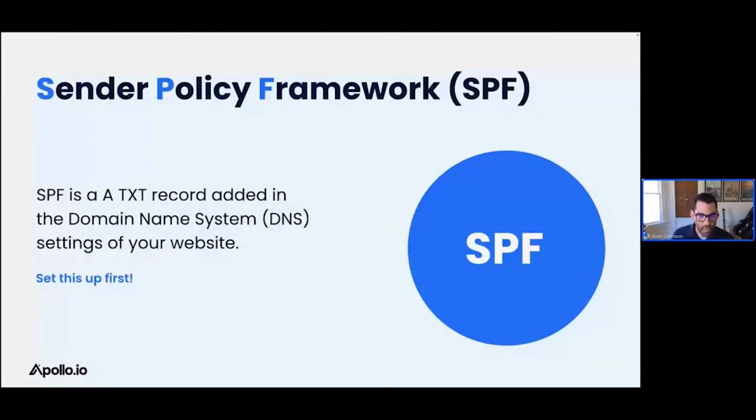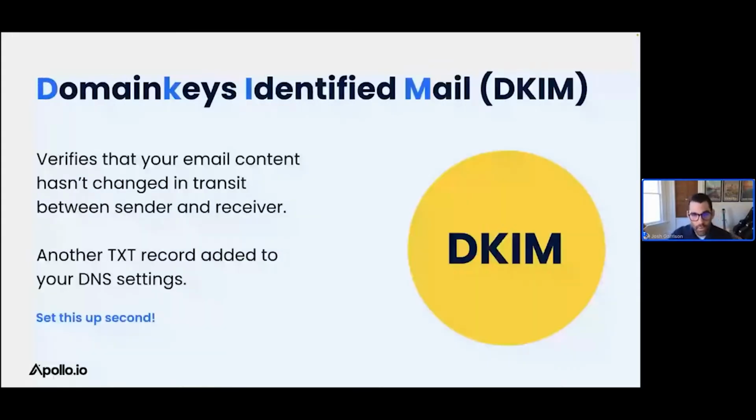SPF is the first thing that you set up. And if this doesn't mean anything to you, I'm gonna show you how to do this in like 2 seconds, so don't worry. SPF is the first thing you set up, okay? It's a TXT record you add to your domain name system. You set this up first, and then you set up DKIM. And that stands for Domain Keys Identified Mail.